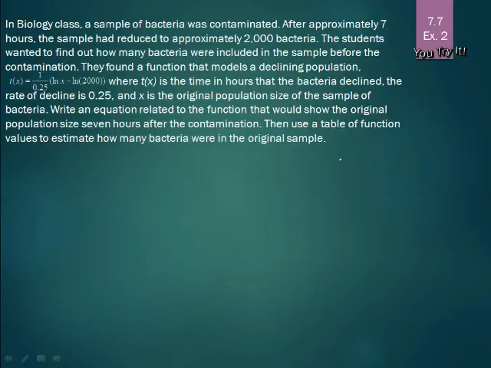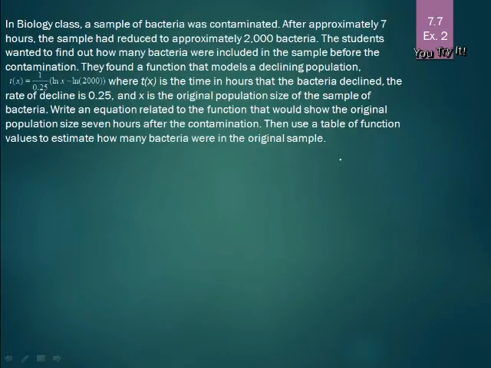In biology class, a sample of bacteria was contaminated. After approximately 7 hours, the sample had reduced to approximately 2,000 bacteria. The students wanted to find out how many bacteria were included in the sample before the contamination. They found a function that models a declining population.